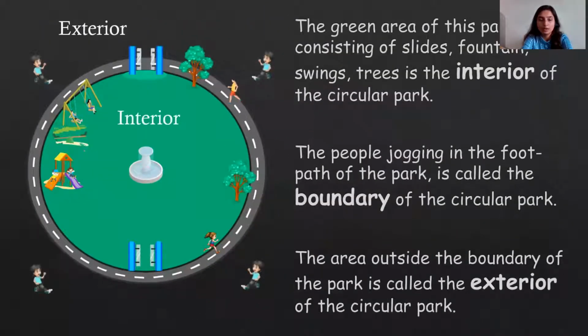Okay, so now in this park, the green area of this park consisting of fountains, swings, trees, they all come in the interior of the circular park. Then the people jogging in the footpath of the park is called the boundary of the circular park. Then the area outside the boundary of the park is called the exterior of the circular park.